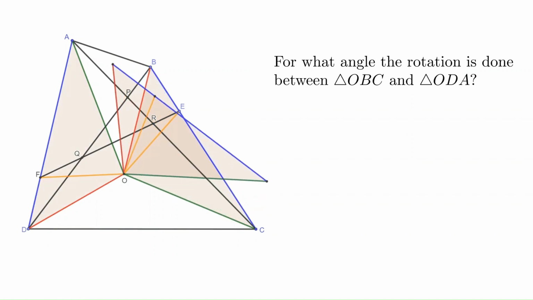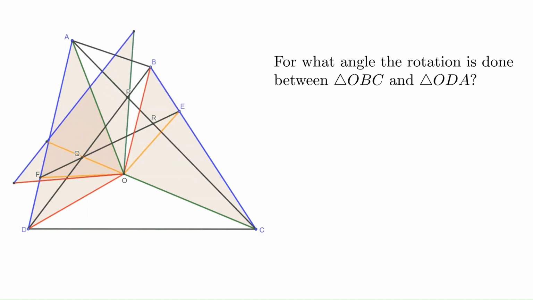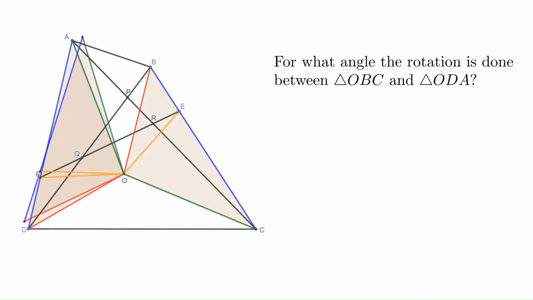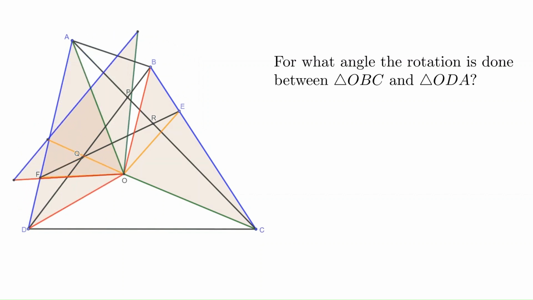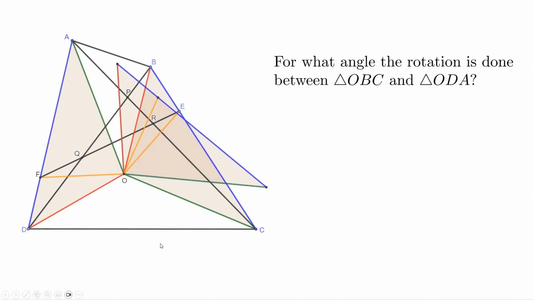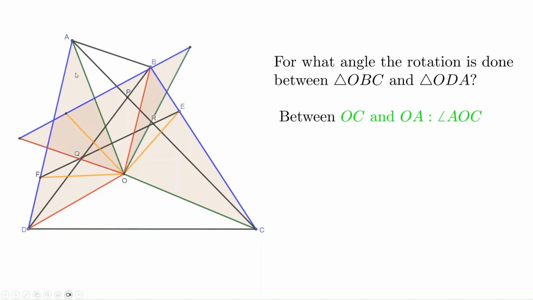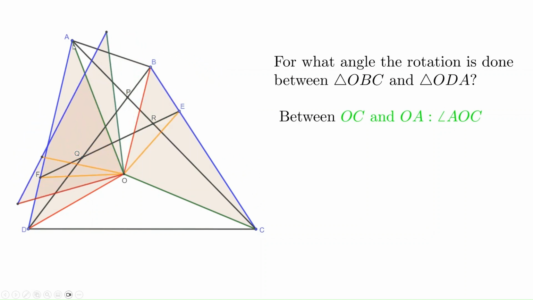Moreover, if we rotate triangle OBC around O for a certain angle, it will completely coincide with triangle ODA. Question: what is the rotation angle? We can measure it in three different ways. First, look at the green segment OC. It is rotated all the way to another green segment OA. So the angle should be measured as angle AOC.